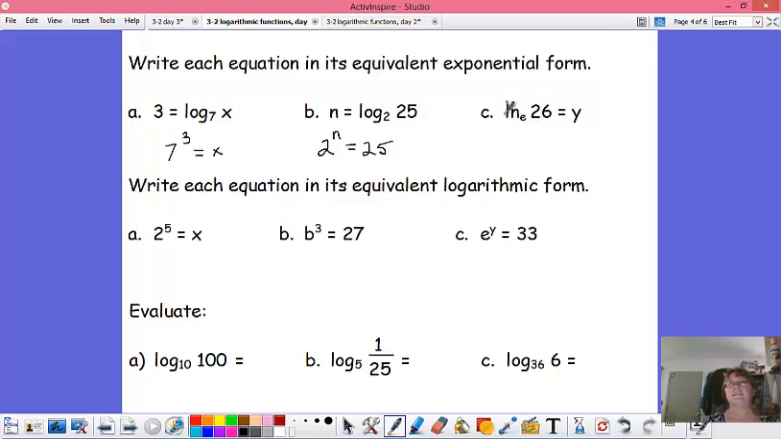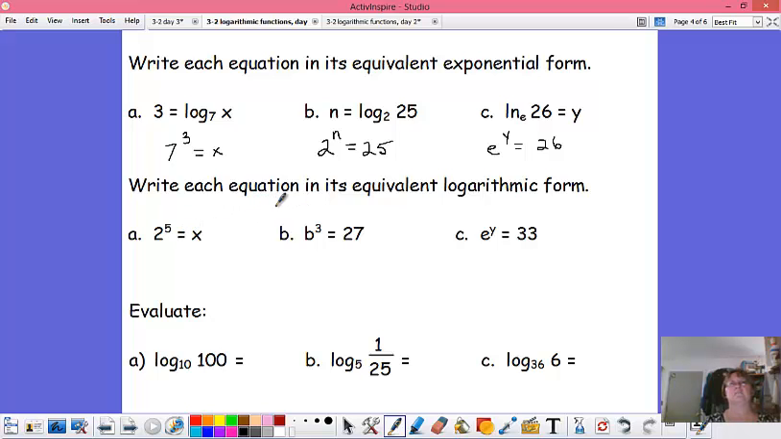Here's one for you to try. This one uses the natural logarithm, whose base is e. If we're going to write this in equivalent exponential form, we would say e raised to the yth power equals 26. Okay? All right. Here we go in the other direction.